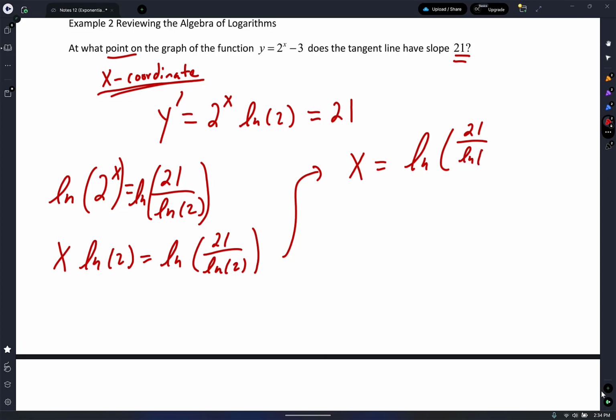ln of 21 over ln of 2, lnception, because there's ln's all over the place, divided by ln of 2. This is some number. If you wanted to figure out what that number is, then you punch it in the calculator and you get the value. But there it is.